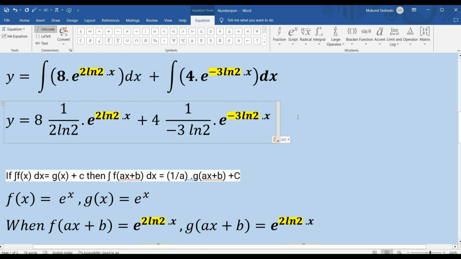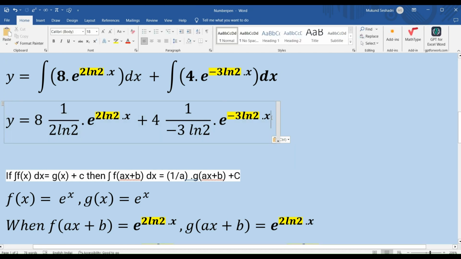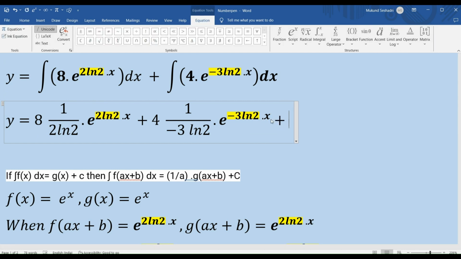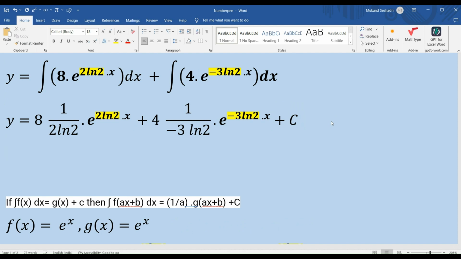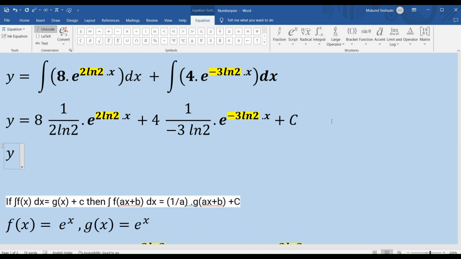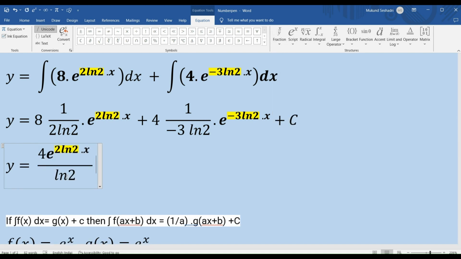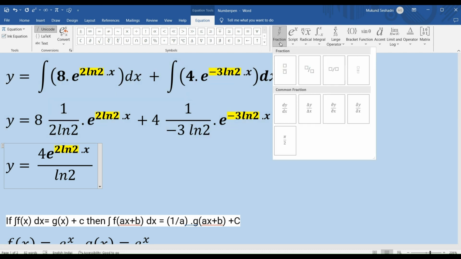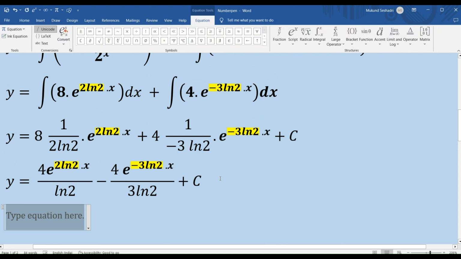So now I know that I can do a little bit of rearrangement. And remember, folks, I have my constant. I can do a little bit of rearrangement and simplification. So I have the first expression 8 divided by 2 ln 2, which is nothing but 4 by ln 2. And then I come to the second part. I have 4 divided by minus 3, which is nothing but minus 4 by 3.